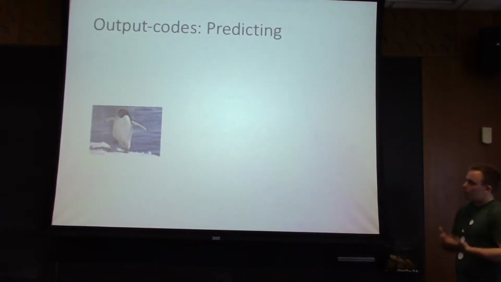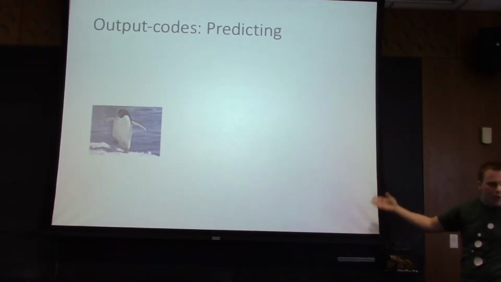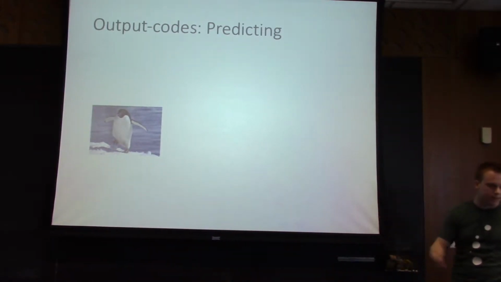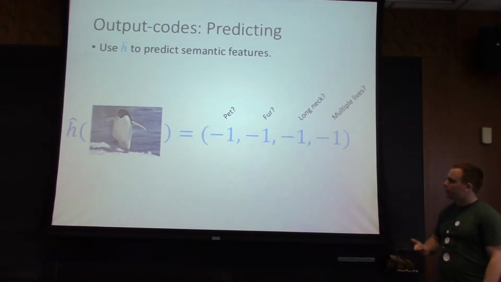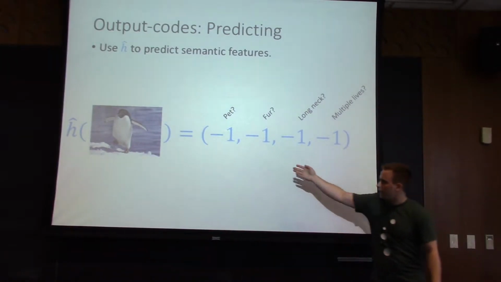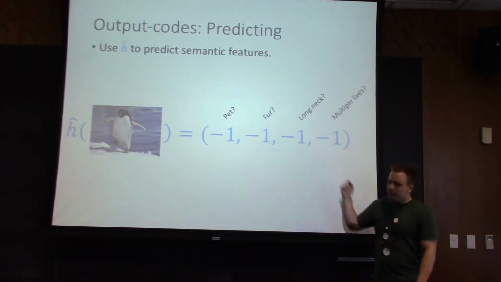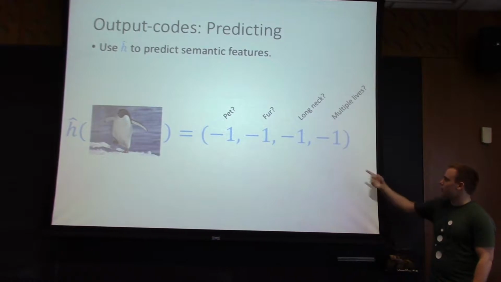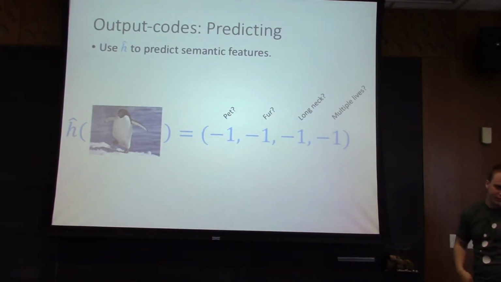And then once you have that, the prediction is the natural thing. If I give you a new image and you'd like to predict what class this image is, first you apply your predicted semantic feature function to the image. And you might say, is it a pet? I don't see a collar. It's out in the open, so probably not. It doesn't seem to have any fur. I'm not sure if it has a neck at all, so it's definitely not a long one. And probably it has just one life.